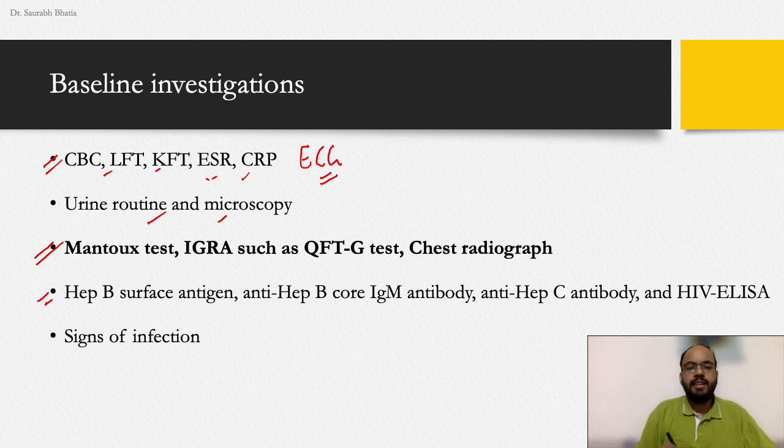Biological markers, HIV to look for any associated immunosuppression. Any other sign of infection has to be thoroughly investigated so that we do not give biologicals if there's any active infection present.